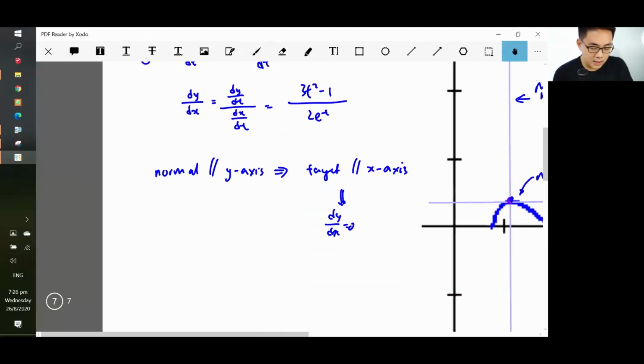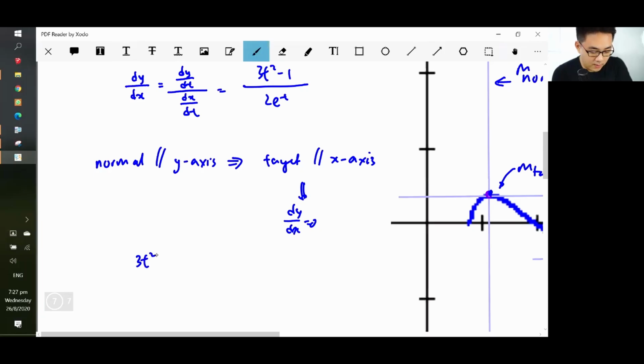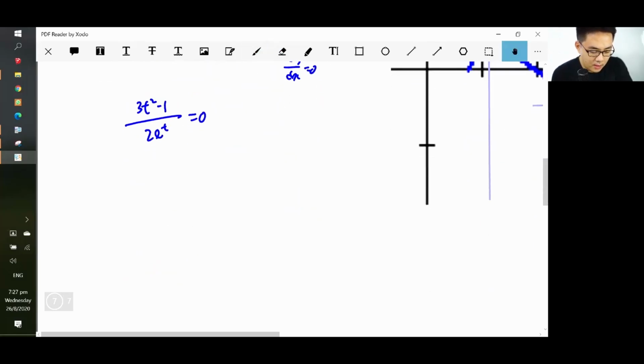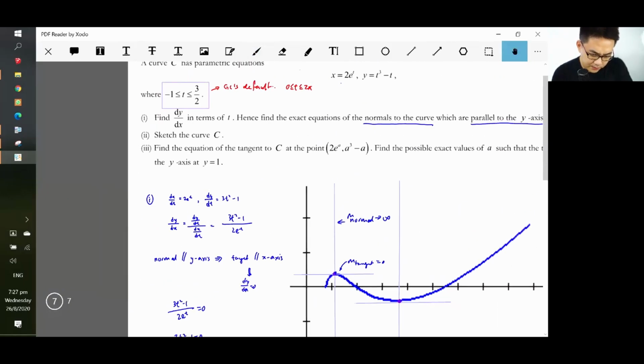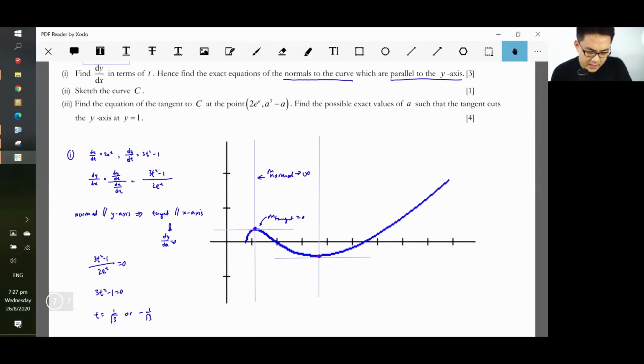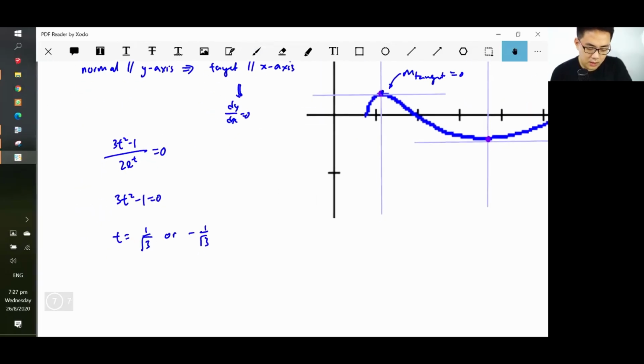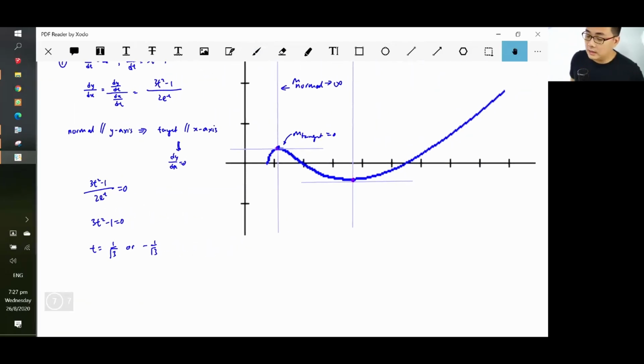So in this case, what you need to do is that (3t squared minus 1) over 2e^t gives you 0. So 3t squared minus 1 equals 0. So t equals 1/3 square root, or minus 1/3 root. Okay, what do they want? They want the exact equation of the normal. So t, now, how do you check your answer?